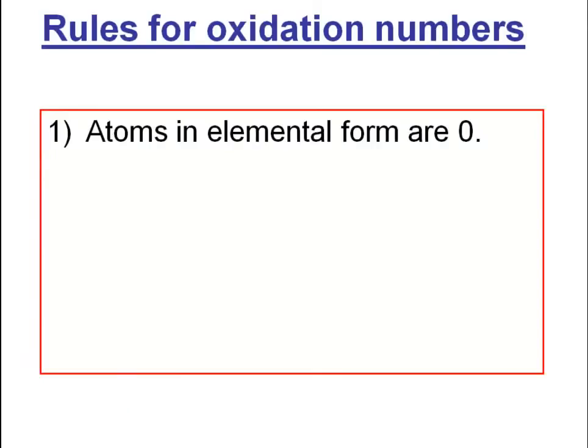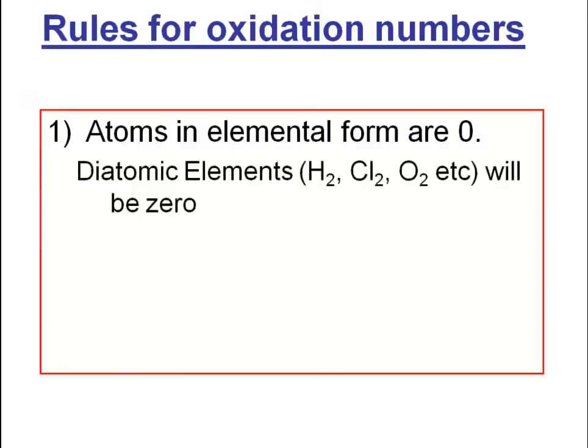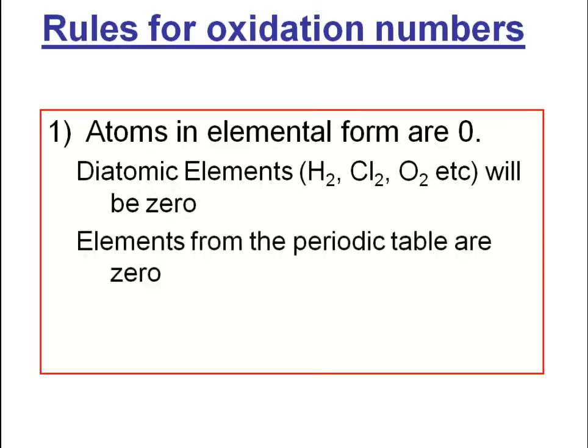First, atoms in elemental form are 0. Diatomic elements H2, Cl2, O2, the seven diatomics, will be 0 because that's how they're found in elemental form. Carbon in its elemental form would be 0. Any element from the periodic table will have a 0 as well.